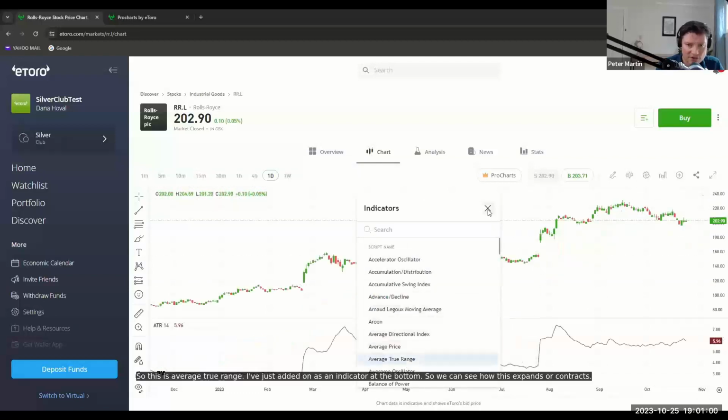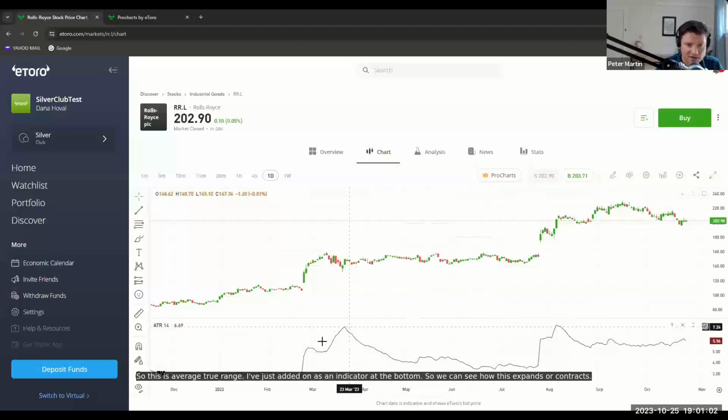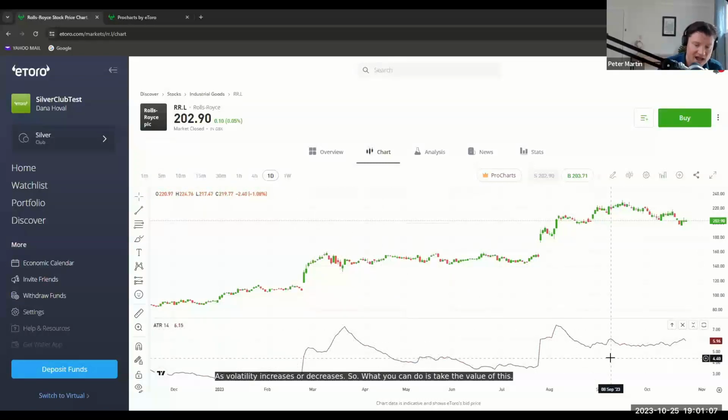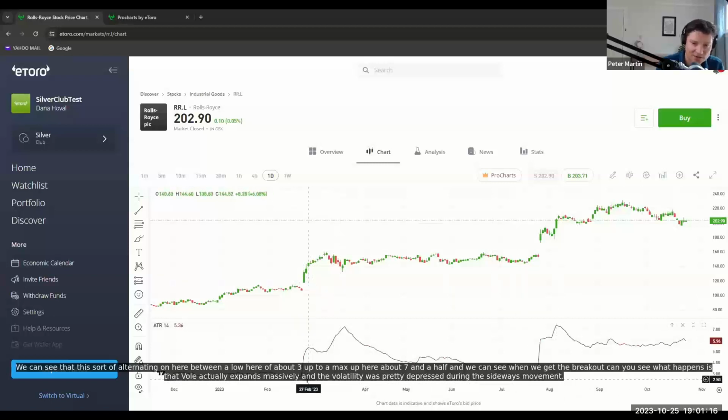So this is average true range. I've just added it on as an indicator at the bottom. So we can see how this expands or contracts as volatility increases or decreases. So what you can do is take the value of this. We can see that it's alternating between a low of about 3 up to a max of about 7.5.